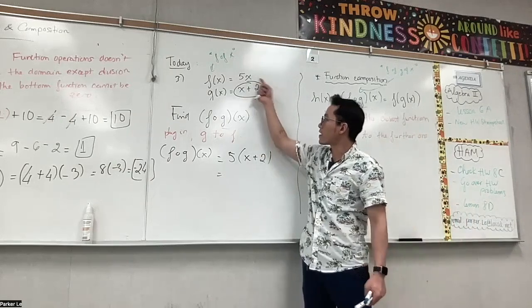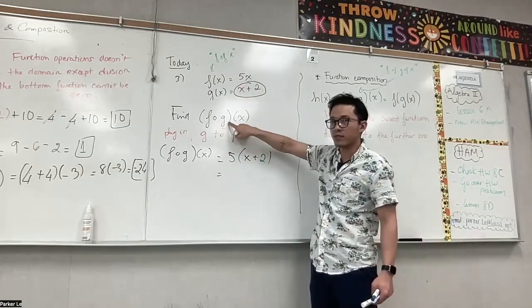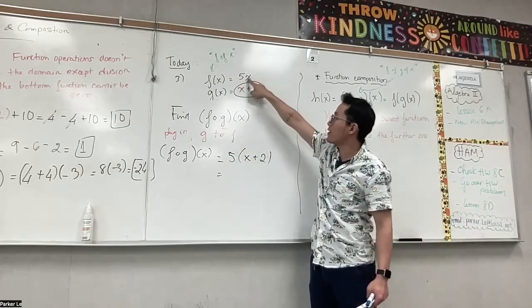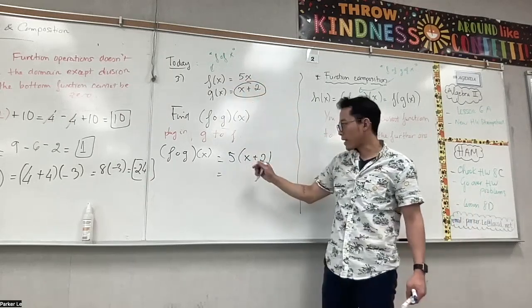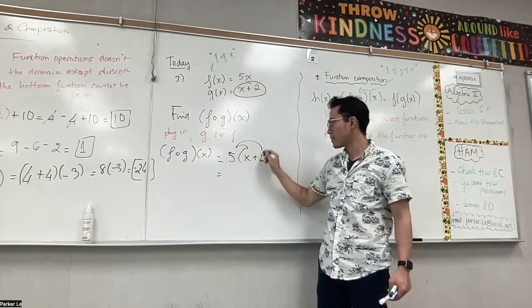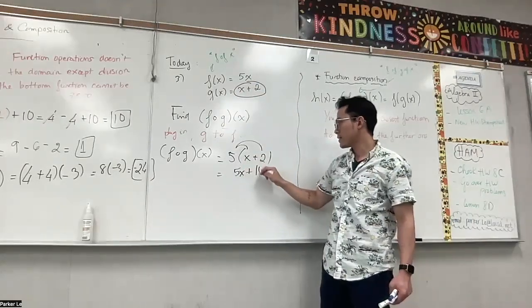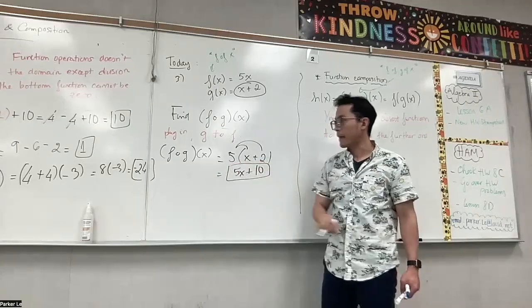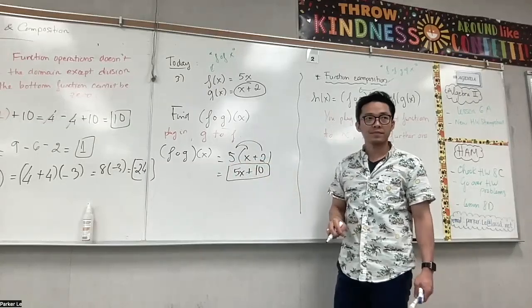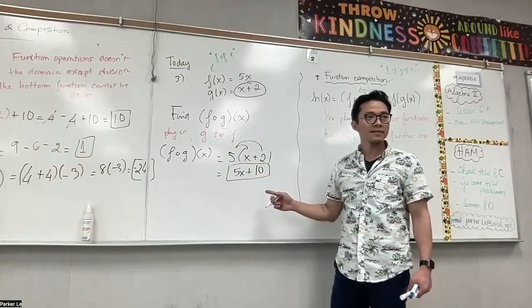So you're gonna plug in the whole function of the closest one to x, plug into wherever you see x on the other one. So now can you simplify this? You're gonna distribute this, right? So 5x times 10. Do you agree? All right.